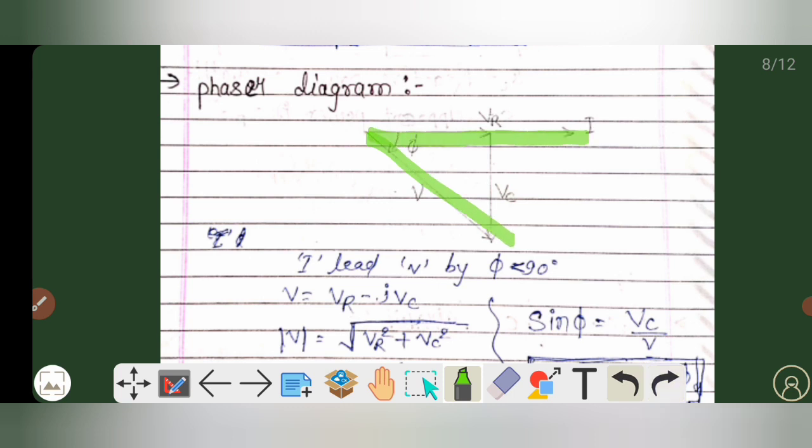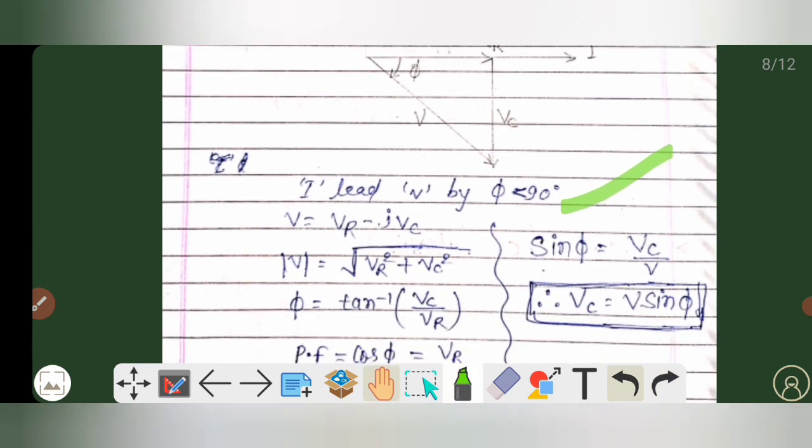And now you can see here the voltage in case of a series RC circuit is lagging the current by angle phi, which is less than 90 degrees. So we can say that in case of a series RC circuit, the current I will lead the voltage by angle phi, which is less than 90 degrees, as you can see here.